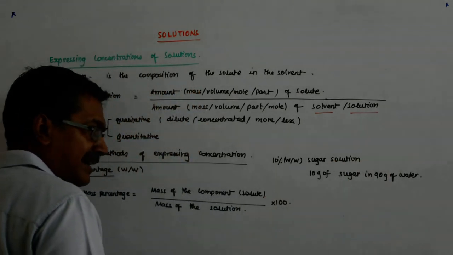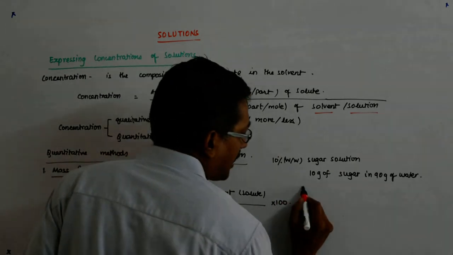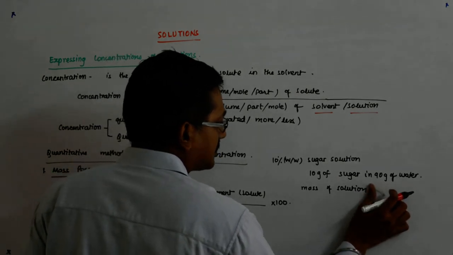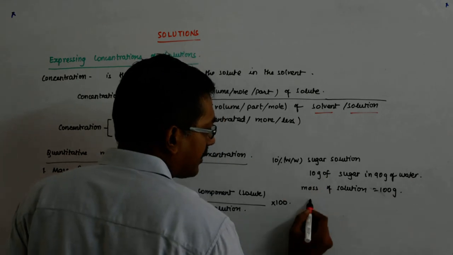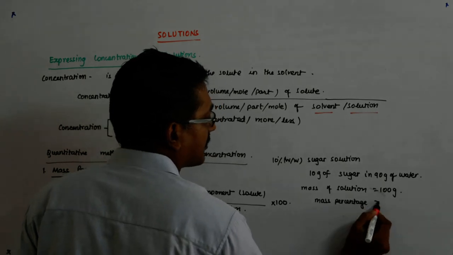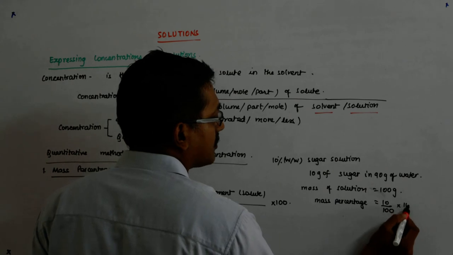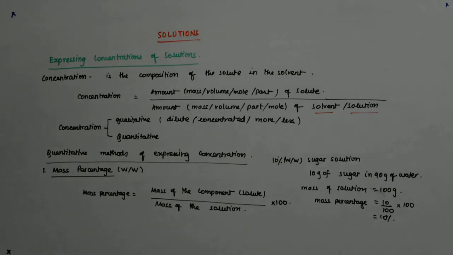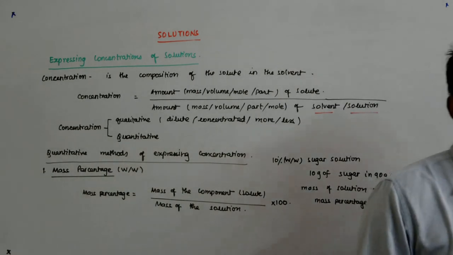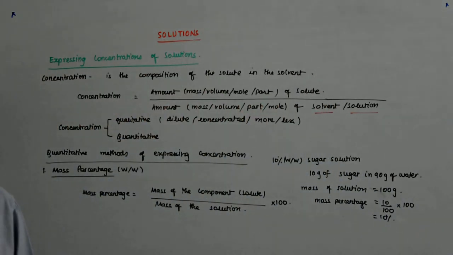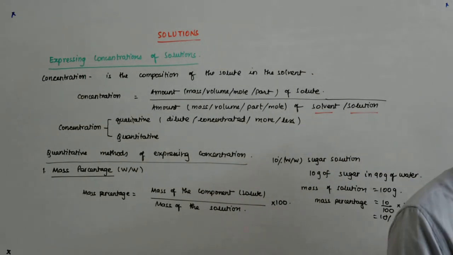So 10 gram of sugar in 90 gram of water, so that the mass of solution will be equal to 100 grams, and that's why mass percentage is equal to 10 upon 100 into 100, so that is 10%. We get the point. Had you taken 100 gram of water, then what would have been the mass percentage if I dissolved 10 gram of sugar into it? If I dissolve 10 gram of sugar in 100 grams of water, tell me the mass percentage.